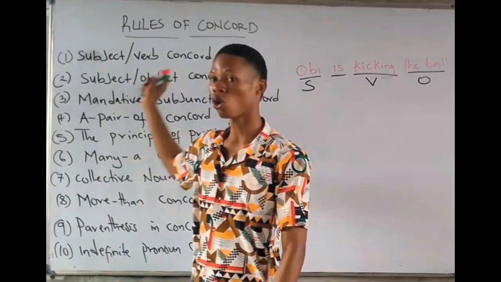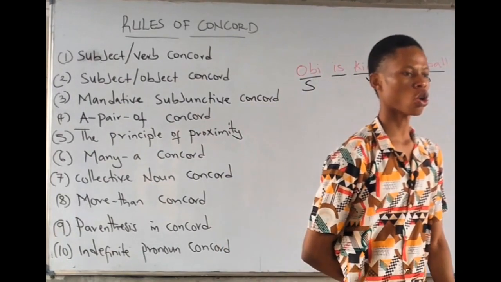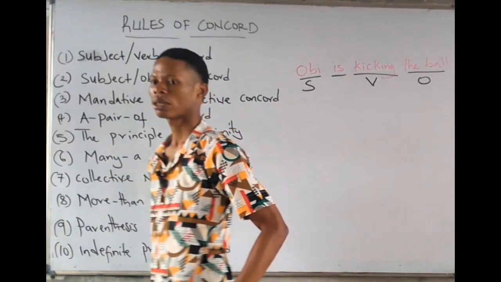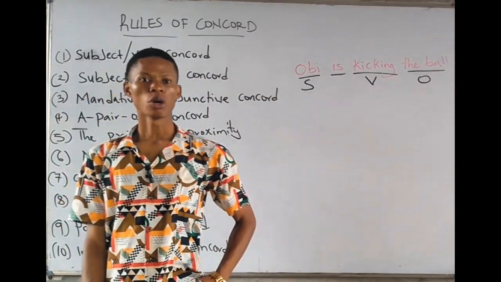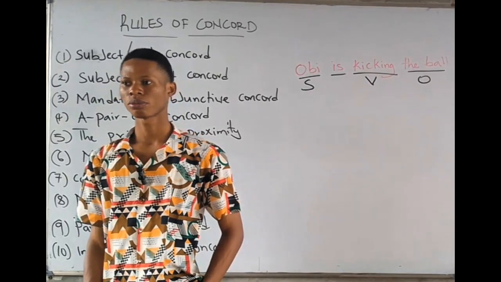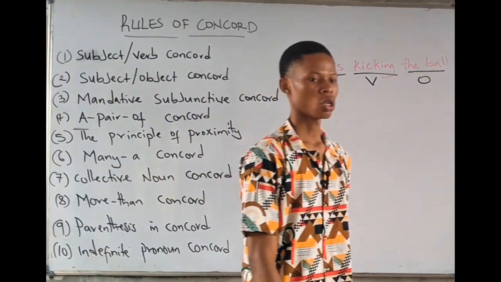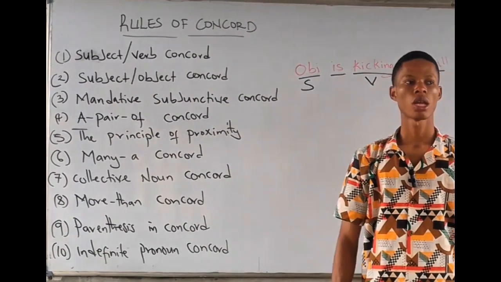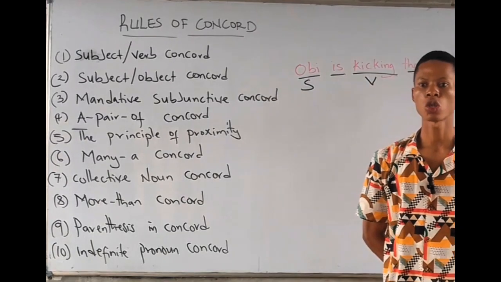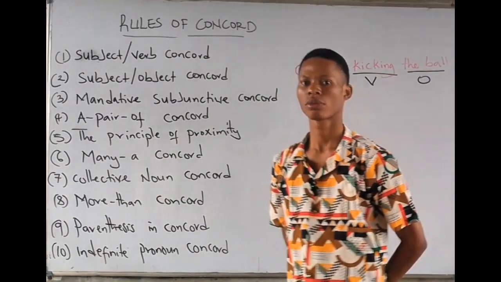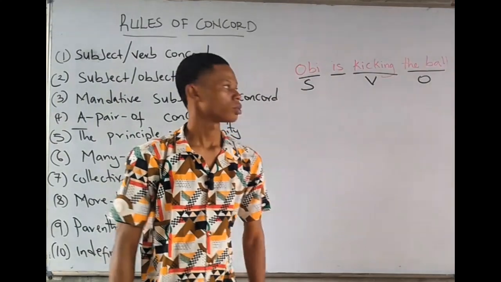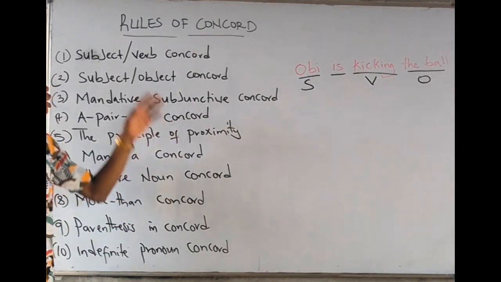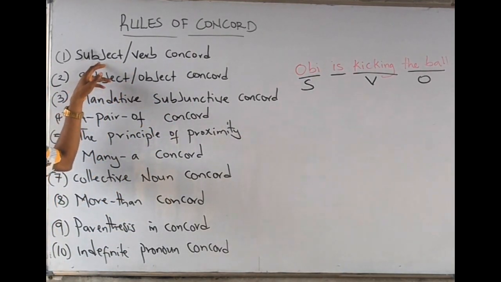For the first one, subject-verb concord states that singular subjects must go with singular verbs, and plural subjects must go with plural verbs. Alright, so you cannot have a singular subject and the verb becomes plural.